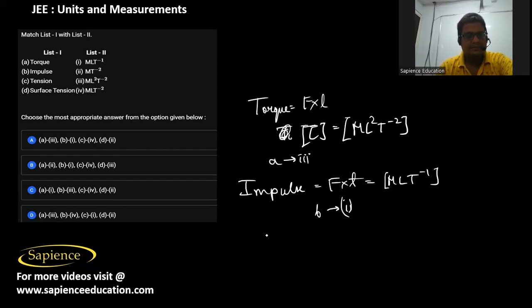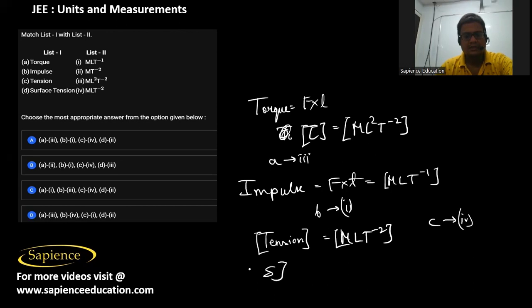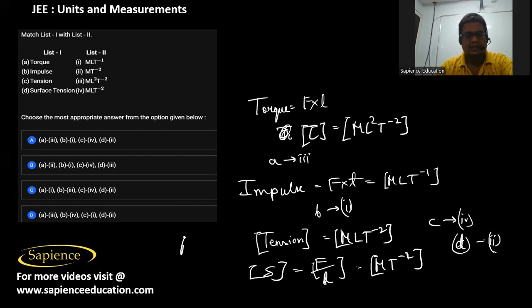And C is tension. So the dimensional formula for tension is that of a force only. So it is m l t power minus 2. So C will match with 4. And D is surface tension, which is force by length. So that will be m t power minus 2. So D will match with 2. So it means that option A is the correct answer.